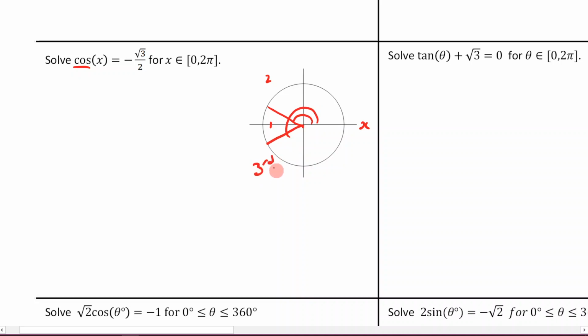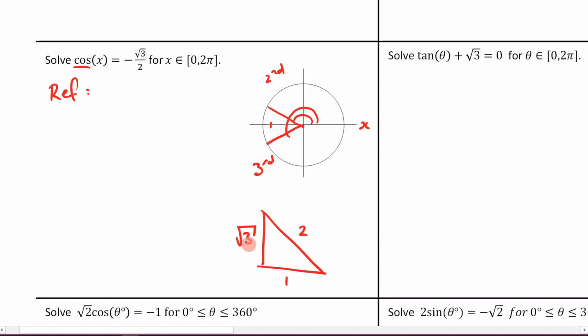Now, once I've done that, I've got my second and third quadrant. I'm now going to figure out what my reference angle is going to be. As the instructions told us at the very start of this lesson, when we're finding the reference angle, you ignore the sign. So for my reference angle, I'm just going to be looking for the square root of 3 on 2. Don't worry about that negative. So I'm going to draw this. 2, 1, square root of 3.